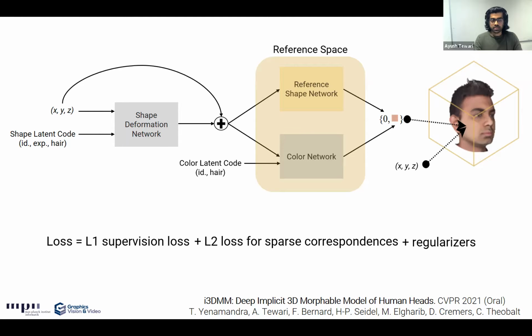So we do not need dense correspondences, but because we have the separation between the reference shape and this deformed space, we can compute dense correspondences at test time. And also interestingly, even if we do not have the sparse correspondences during training, even then the dense correspondences the network gives us are quite reasonable. It's just that by adding the sparse correspondences, the quality improves.